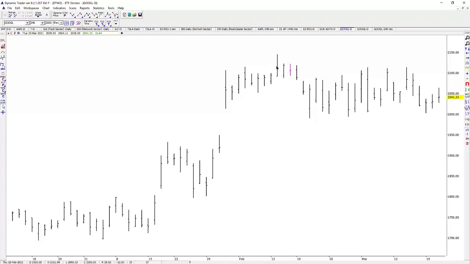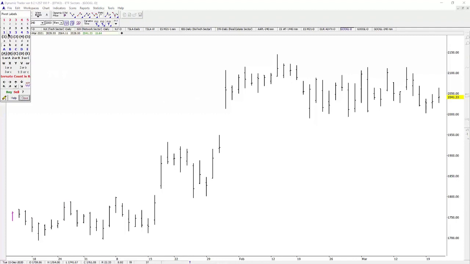Well, the initial decline looks like an ABC. So more than likely, this is a correction within an ongoing bull trend. Obviously, it was a strong bull trend going into this high. So that would be a wave A of a higher time period. This would be some sort of complex corrective wave B.